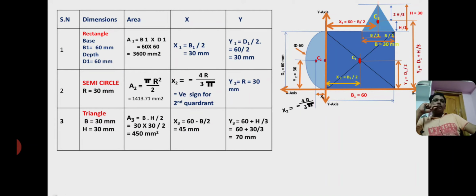From previous slide, from given figure, these are the section numbers, these are the dimensions, and these are the individual areas. These are the centroids, coordinates of centroids. So the area of a rectangle A1 equal to B1 and D1, equal to 60 by 60, and area of a semicircle equal to pi r square by 2, and area of a triangle equal to half into base into height. So x1 y1, x2 y2, x3 y3.